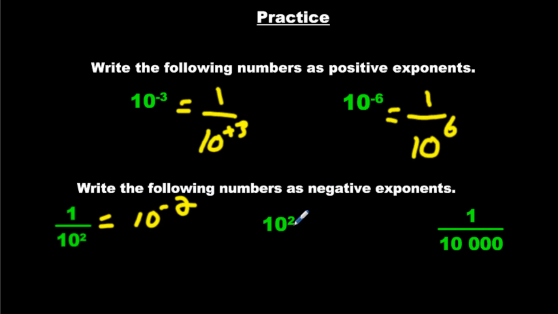10 to the positive 2. Oh no, we need to make him into a negative exponent. That's what it says. So we're going to take him and drop him down to the denominator. And then he will become 1 over 10 to the negative 2.